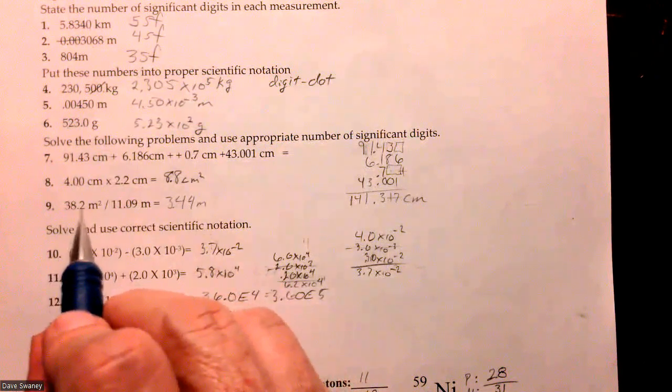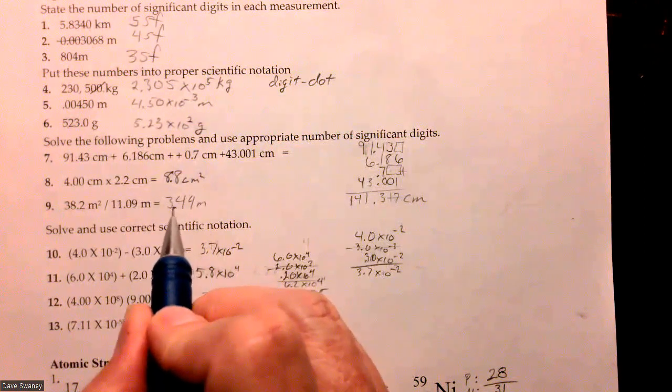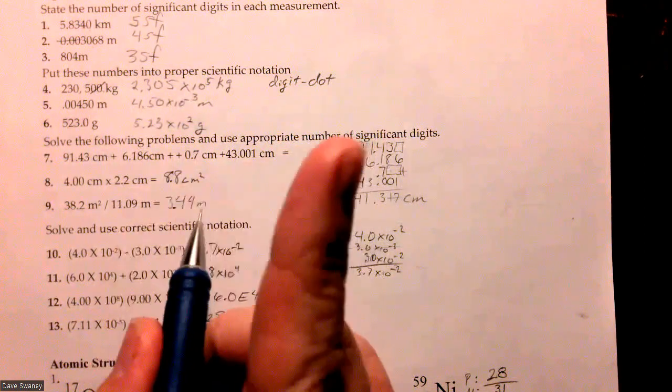Same for division. We have 3 sig figs, 4 sig figs, so our answer will get 3 significant figures in the answer, 1, 2, 3, regardless of the decimal.